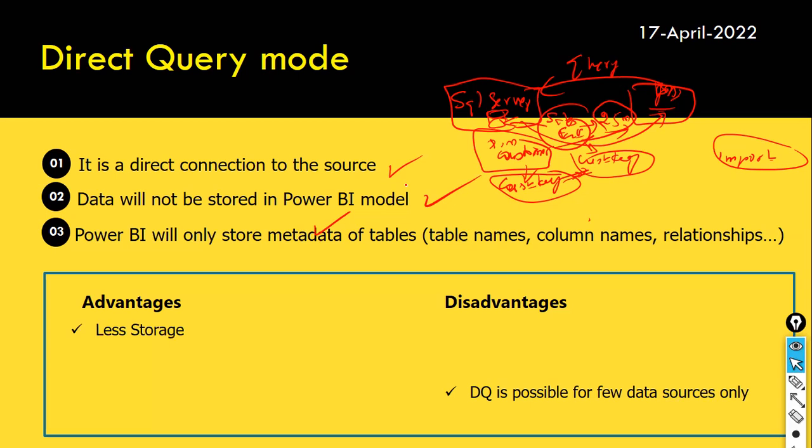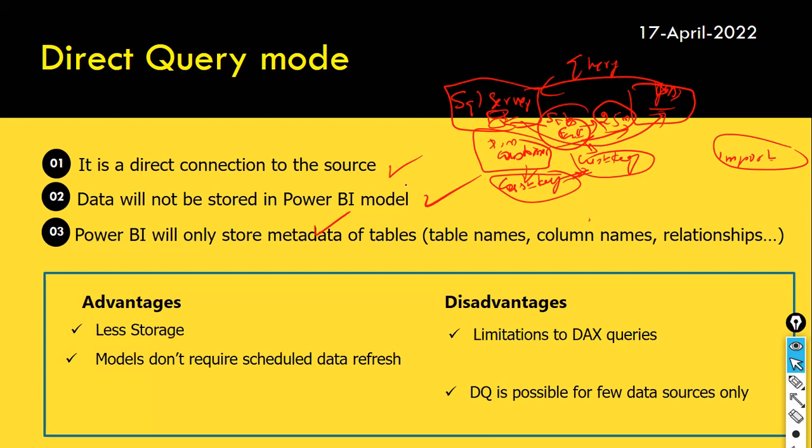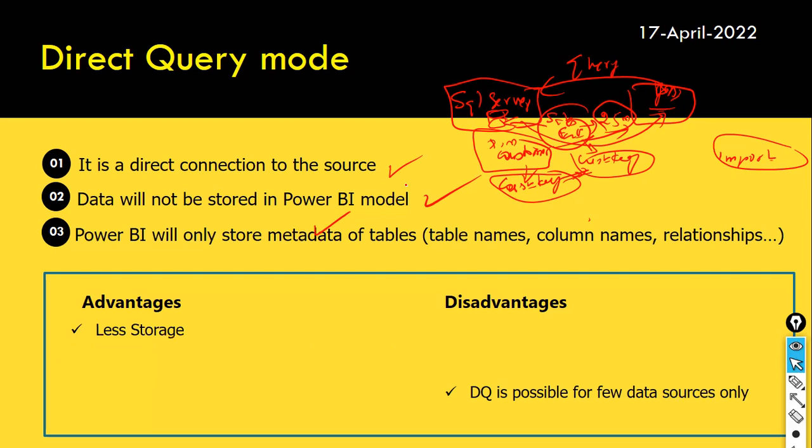But the disadvantages, right? You can perform only limited data transformations. You are all now familiar with Power Query Editor. In Power Query Editor, you cannot perform extensive data transformation when you connect with direct query mode.